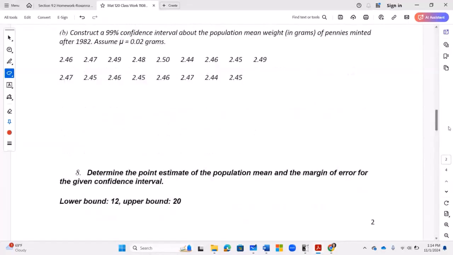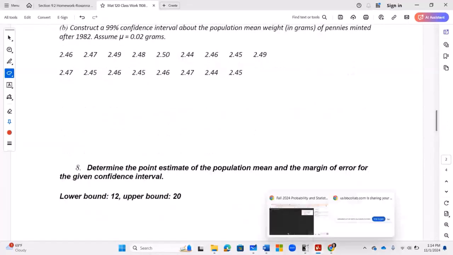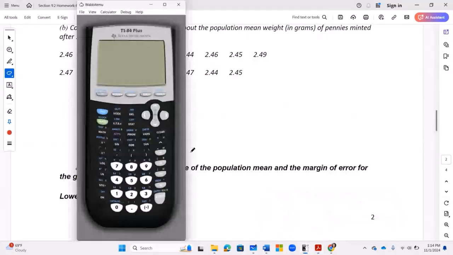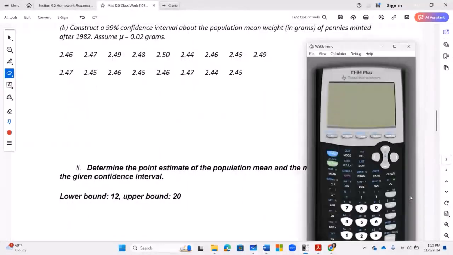Okay, so let's get a raw data. This one we did last class, but we want to do it again because we did not record it, and we're going to record it now. Construct confidence intervals of pennies minted in 1982.